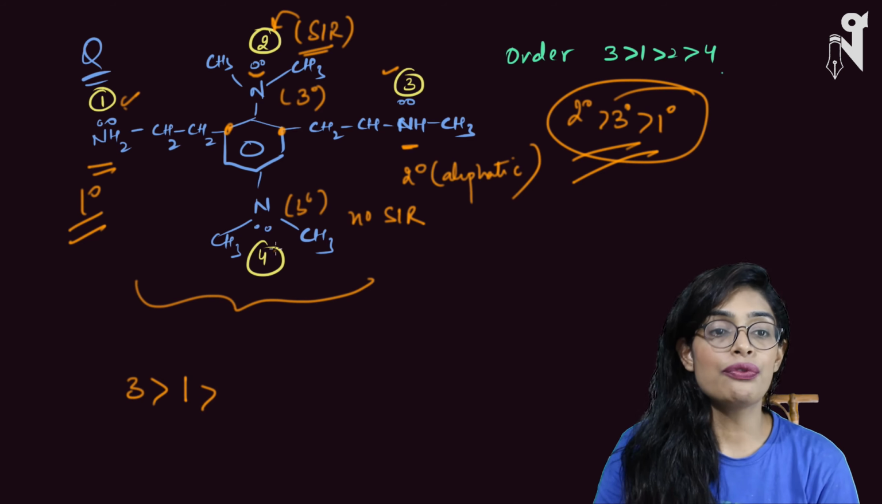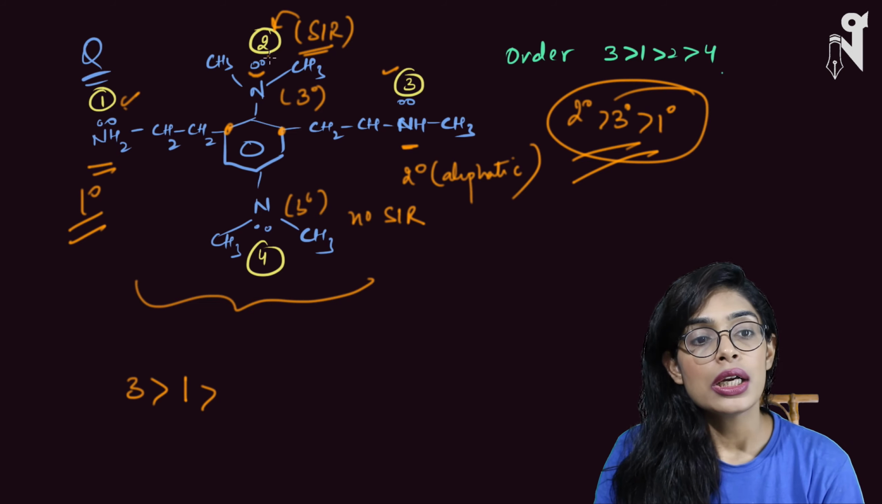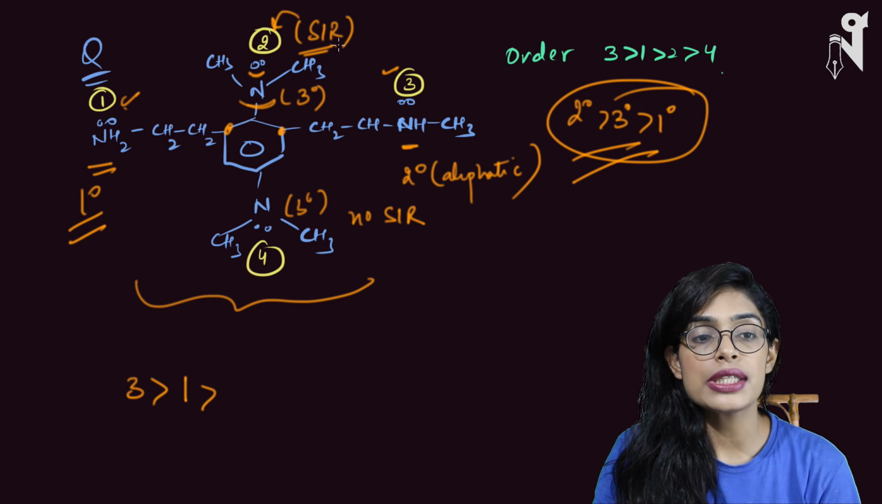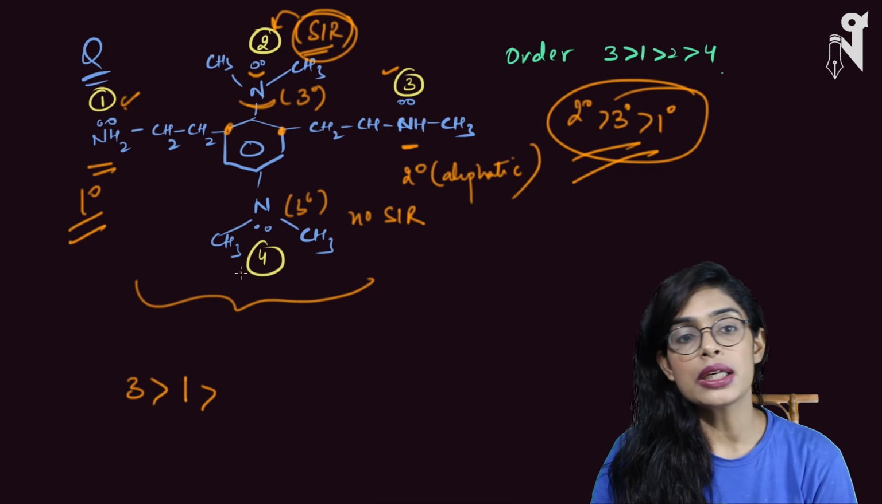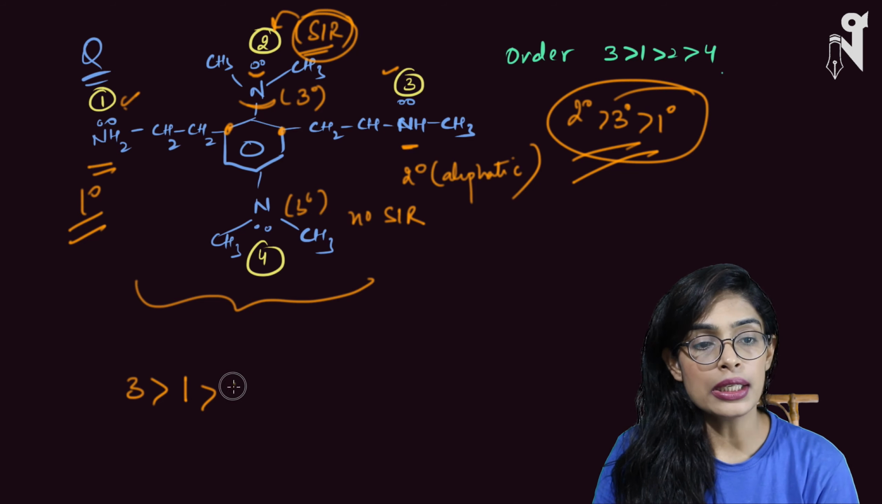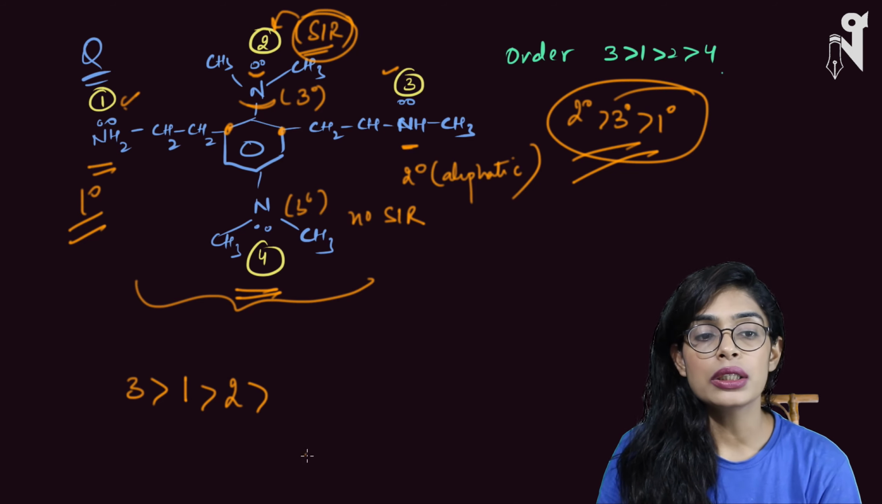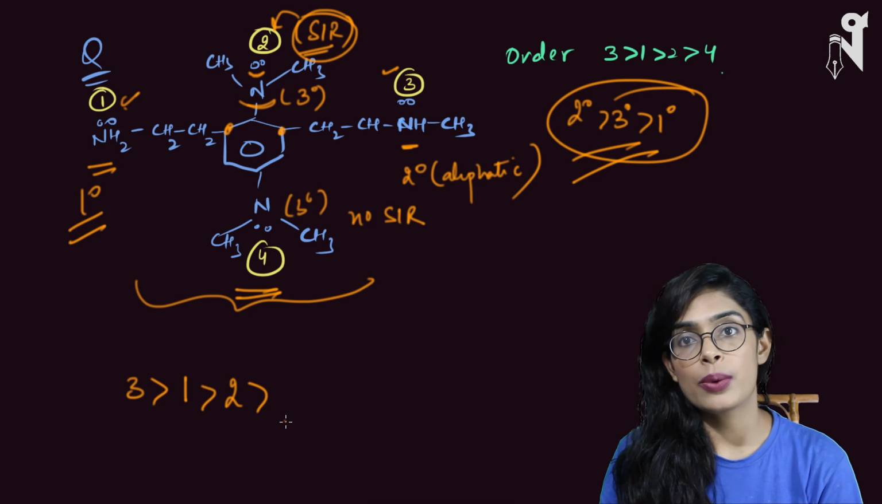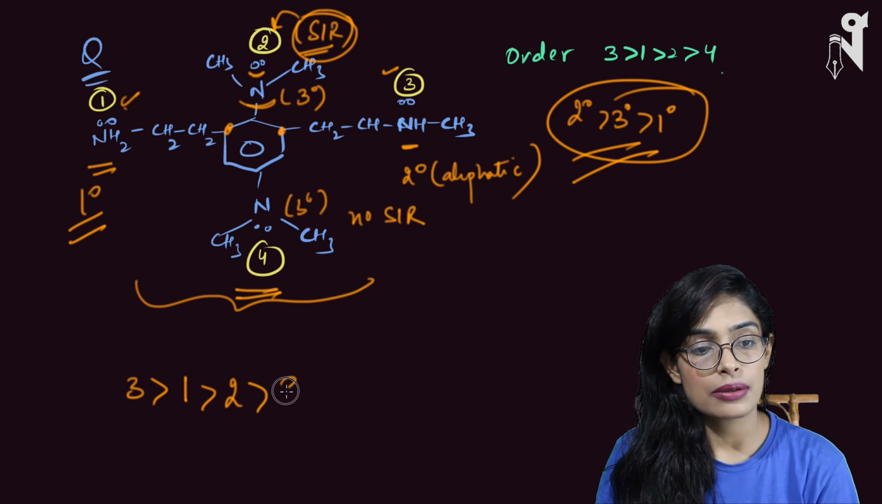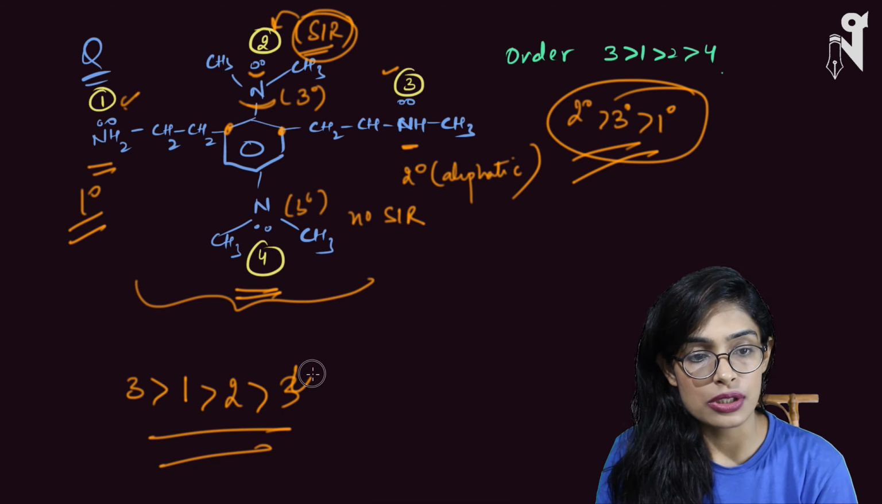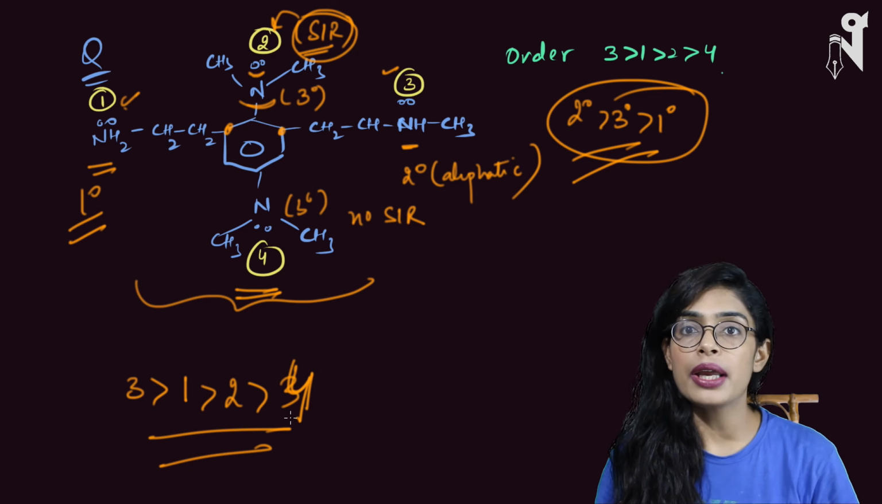Then out of second and fourth, which one will be more basic? This nitrogen, which is facing SIR, will be more basic. So then it is second, and the last one is the fourth one, where you have tertiary but no SIR. So this will have the last basicity. I'm sorry, this is 4. Let me just explain it again.